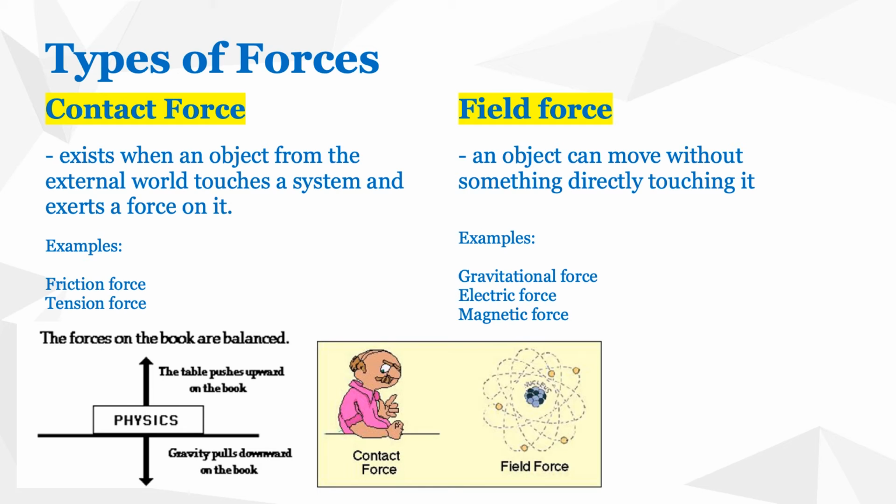A field force, on the other hand, happens when an object moves without something directly touching it. Gravitational force is a field force. They affect movement without being in physical contact. Other field forces are the magnetic fields, electric force, and nuclear force.